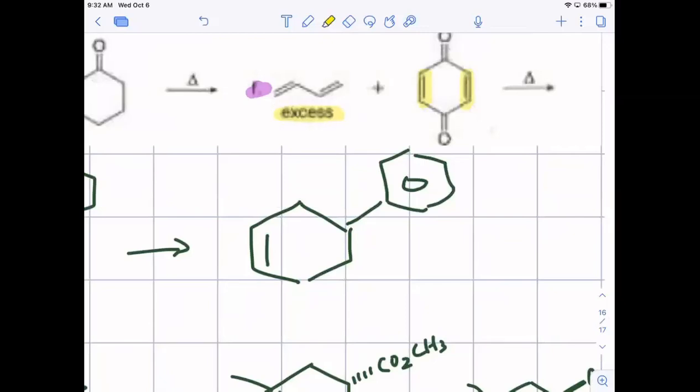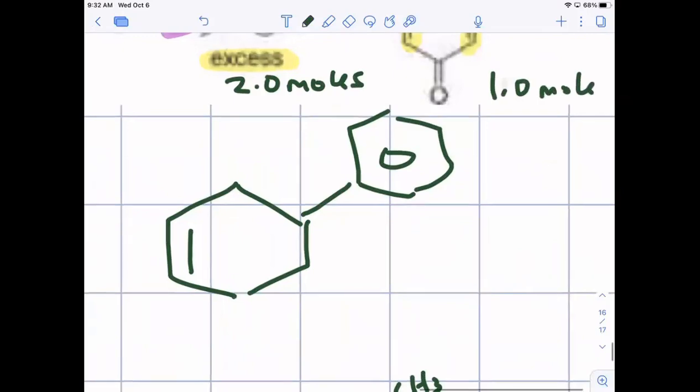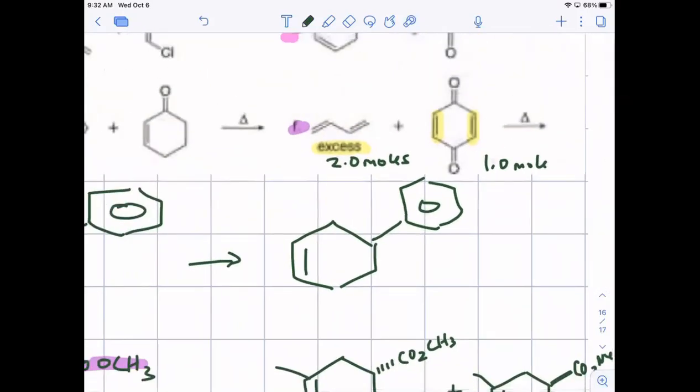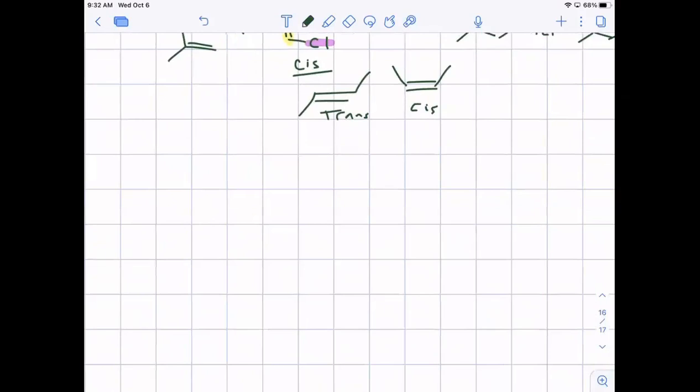All right. What do you think that means if we add in, let's say, for instance, this is 2 moles and this is 1 mole? What do you think that means in terms of the reaction? If I've got 2 dienes, is it going to happen twice? Yes, it'll happen twice and it'll happen on each side. You follow? All right, so that's that.